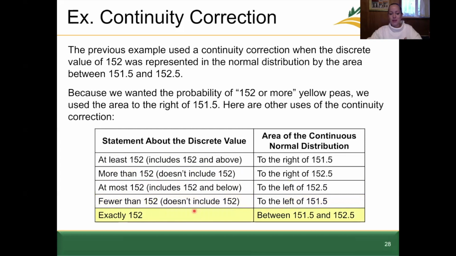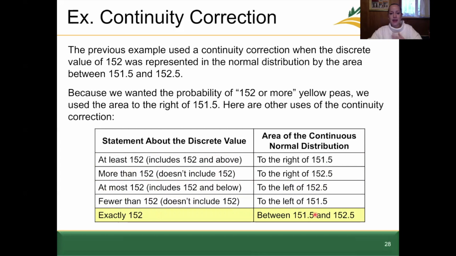One last example of wording you might see: exactly 152. How do we handle that? Well, this is similar to what we've seen before. We want to take the area between 151.5 and 152.5.